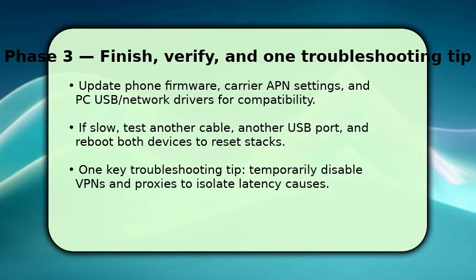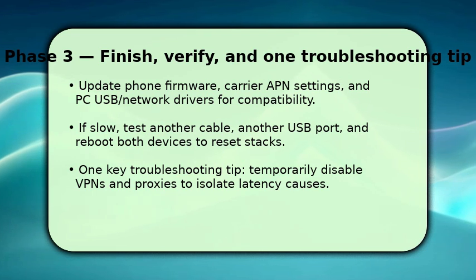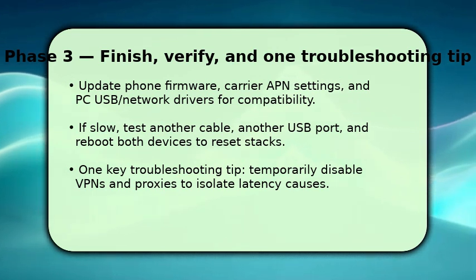If problems persist, temporarily disable VPNs and proxies to confirm whether encryption or routing causes the slowdown. That single test often reveals the culprit.